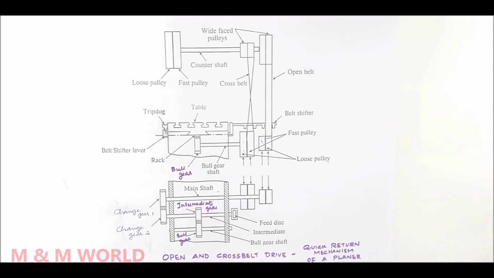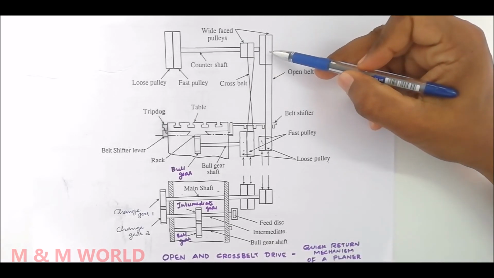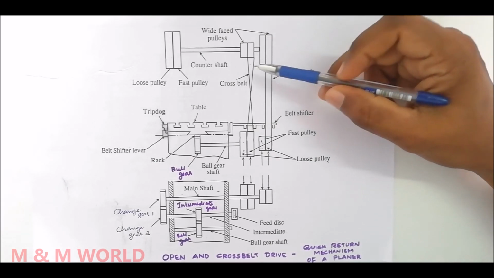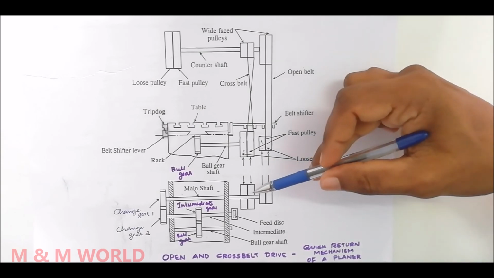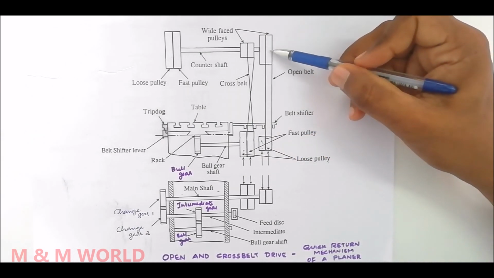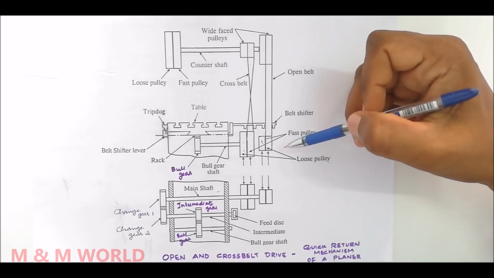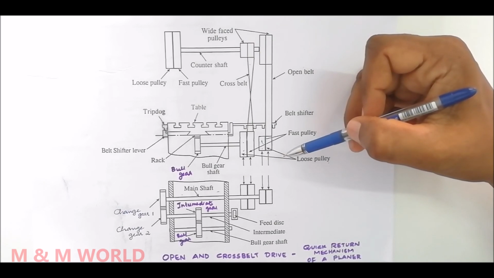The speed during the return stroke will increase as the open belt connects the larger diameter pulley on the counter shaft with the smaller diameter pulley on the main shaft. So the belt is connected from the larger diameter pulley to the smaller diameter pulley, and a quick return motion is thus obtained.